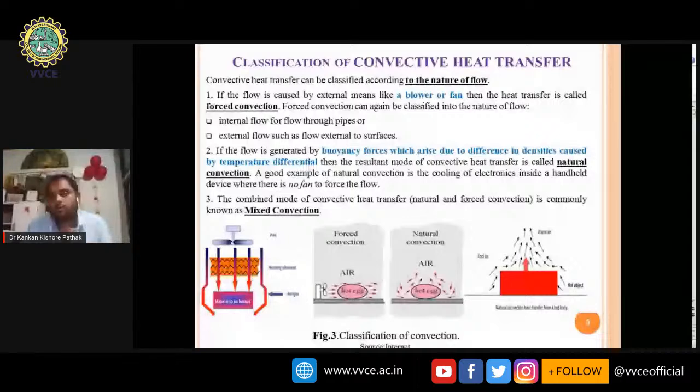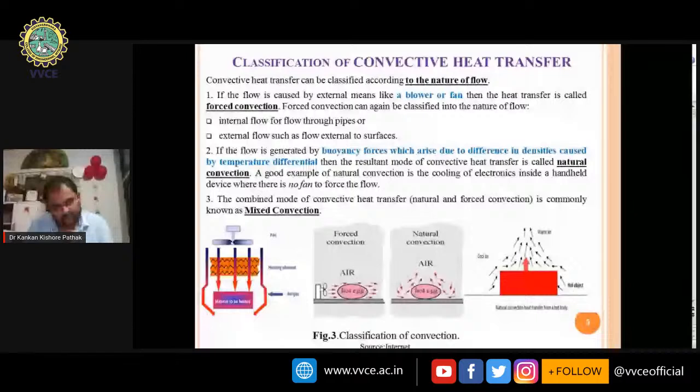Now, sometimes the combined mode of convective heat transfer is also there. That is the combination of forced and natural convection, which is commonly known as mixed convection. Now you can see, suppose the material is heated, we have some heating element here. If we are using a fan, then the material will be heated very quickly, and this is an example of forced convection.